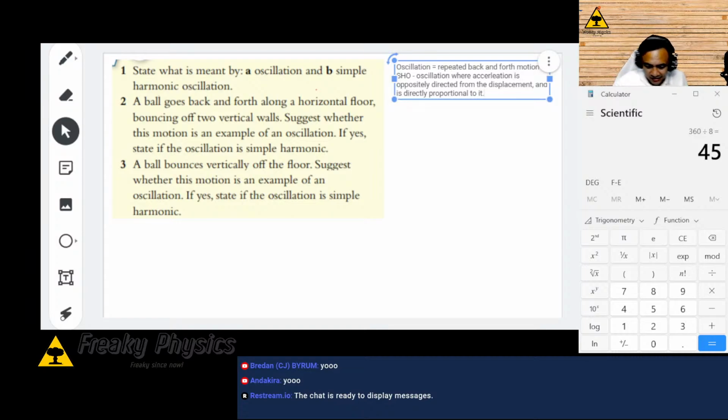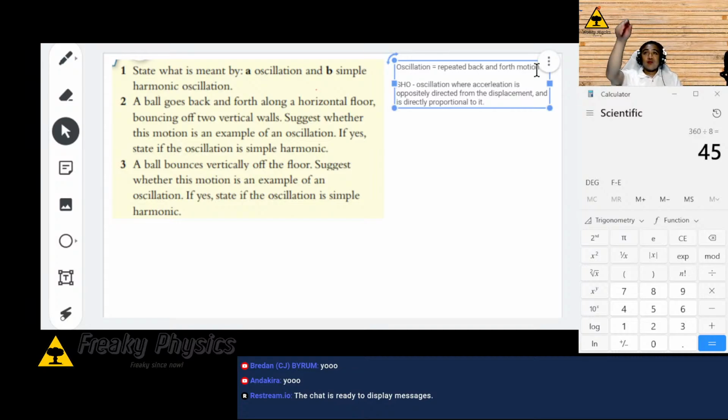So again, the key idea for oscillation is that it's repeated back and forth motion. A good example for an oscillation that's not simple harmonic motion is when you're bouncing a ball against the wall. You keep throwing the ball into the wall. It's repeating, it's oscillating, but it's not simple harmonic oscillation. So I'm giving you a clue for number two.